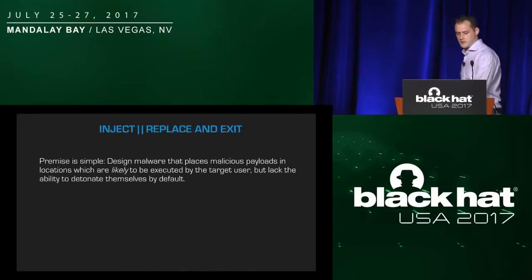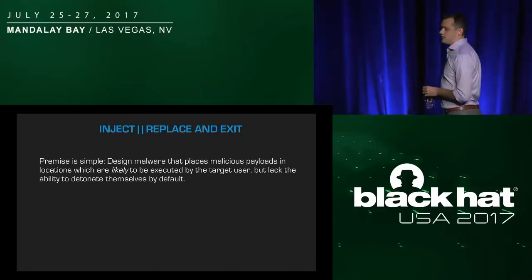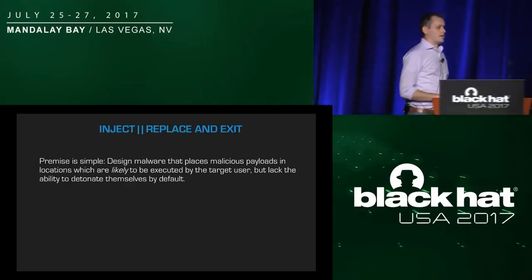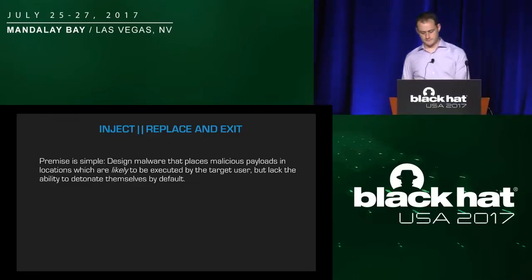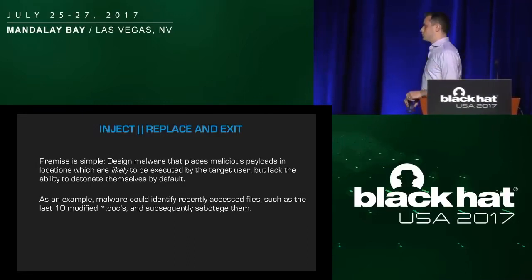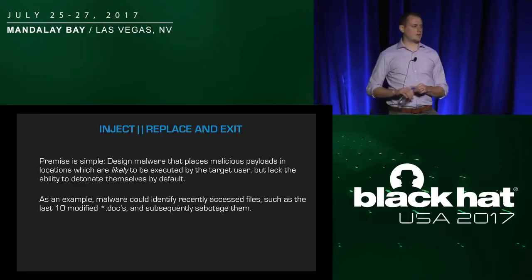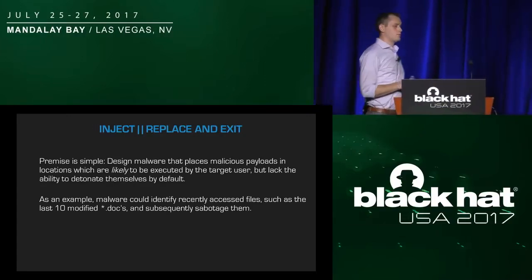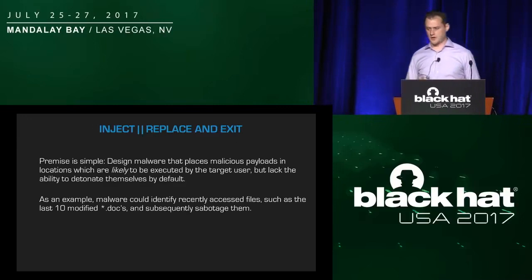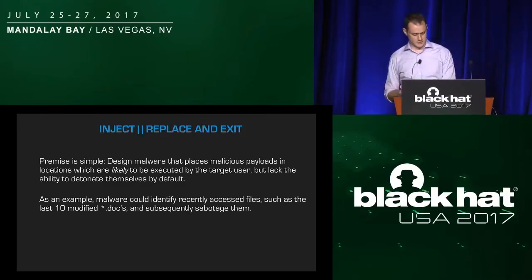So, what else can we do? The probably most effective method that I'm aware of right now is designing malware that places malicious payloads in interesting locations that are likely to be detonated by the end user, but they lack the ability to detonate themselves completely. I know that's kind of nebulous, but as a specific example, as a malware author, you can look for recently accessed files, such as the last 10 modified documents, and make a reasonable assumption that a user will come back at some point and try to modify them, whether it's a grocery list or a presentation, doesn't matter. If you embed something into those files, you can make an assumption that it will get triggered eventually. And of course, the sandbox has a very hard time dealing with this.